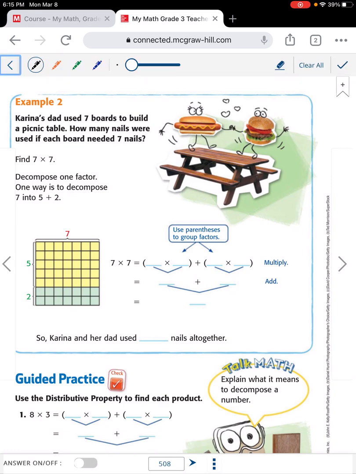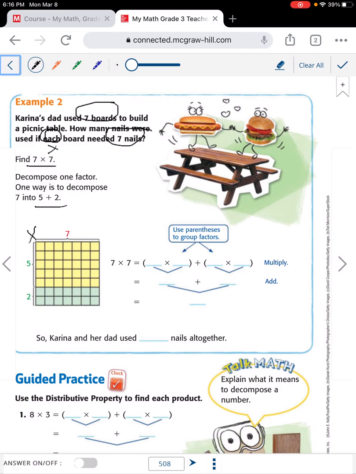Karina's dad used 7 boards to build a picnic table. How many nails were used if each board needs 7 nails? Each tells us to multiply. So we start off by knowing that we're doing 7 times 7. We're going to decompose one factor. So we're going to have to decompose one of the 7s. So we start off by thinking about 7 broken down into two numbers that add together to make 7. And we're going to use 5. 7 times 5 plus 7 times 2.